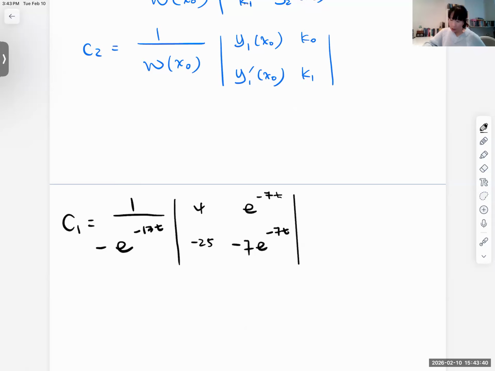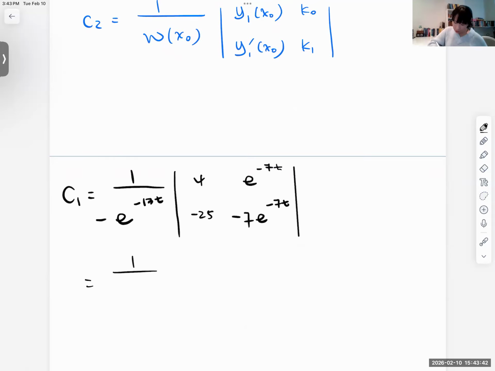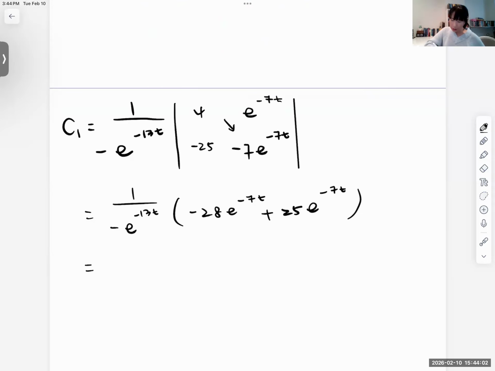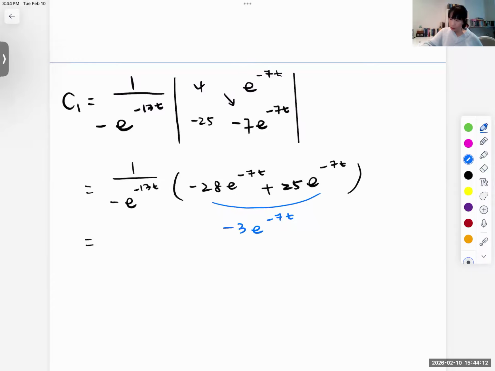Now, 1 over negative e to the negative 13t. We multiply, so we will get negative 28 e to the negative 70 plus 25 e to the negative 70, right? We simplify inside first, it is easier that way. So negative 3 e to the negative 70, right? Then we multiply with the outside. So what do you get?